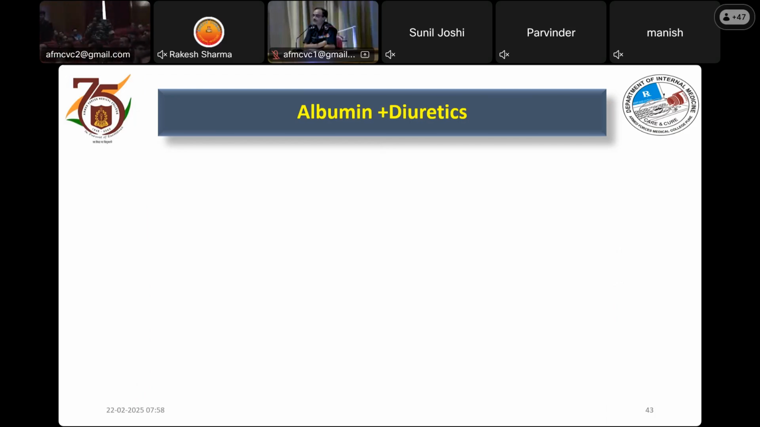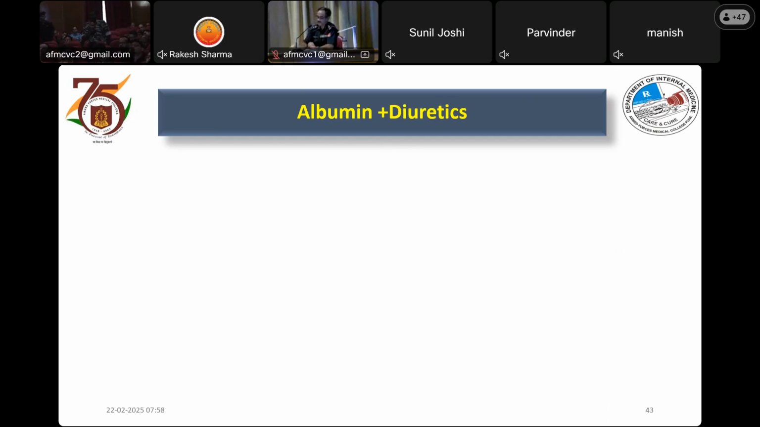Albumin with diuretics. Albumin increases the osmotic pressure, so it increases the intravascular volume and renal perfusion is increased. Yes, you're right. It also increases the delivery of diuretics to the tubules so that they reach and act on the channels through the luminal side. Otherwise, if albumin is not there, the diuretic becomes tissue bound. It is not available and does not reach the kidney.